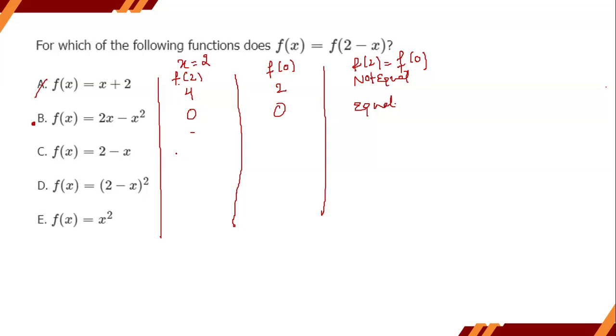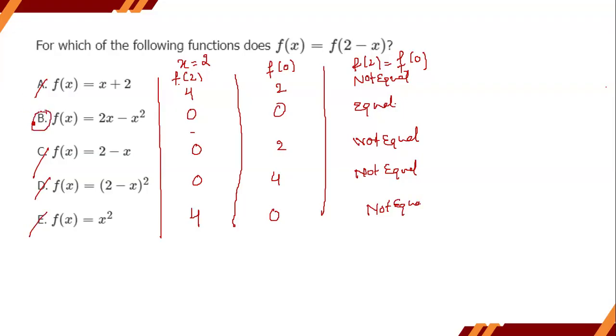Okay, so here we have 2 minus 2, that's 0, right? And 2 minus 0, that is 2. So again, these two are not equal. Eliminate it. Okay, what about the next? So we have 2 minus 2 whole square, that is 0, right? 2 minus 0 whole square, that's 4. Again, these two are not equal, so we can eliminate it. Then this one, this is 2 square, that's 4. This is 0 square, 0, right? So these two are again not equal, so we can eliminate this also. The answer to our question is B.